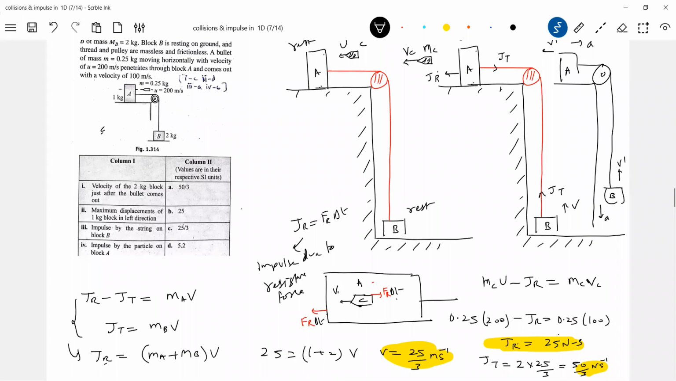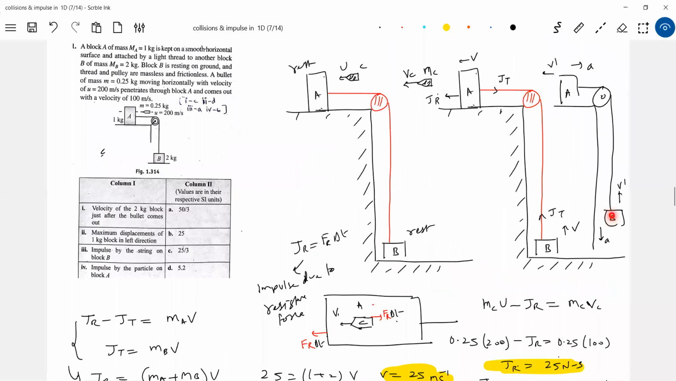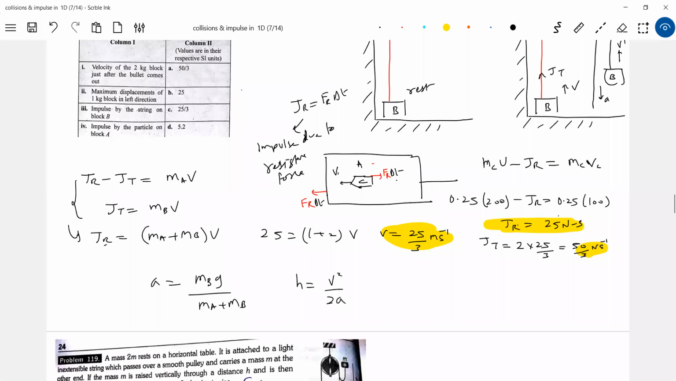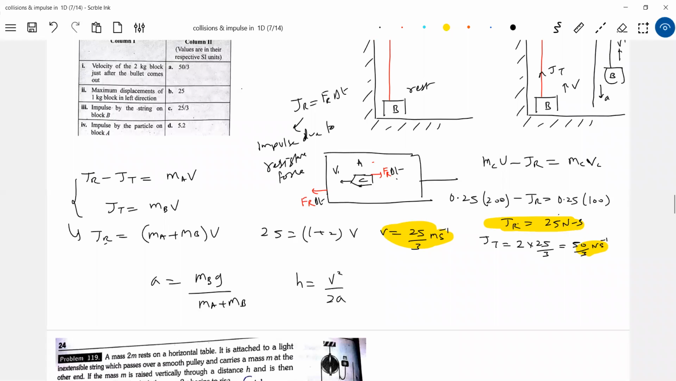The block B, what is the motion of the block B? It will undergo retardation, comes to rest. Again, it starts falling down. So it will ascend some maximum height. That maximum height is what we are calculating. From where are these formulas brought? Laws of motion.